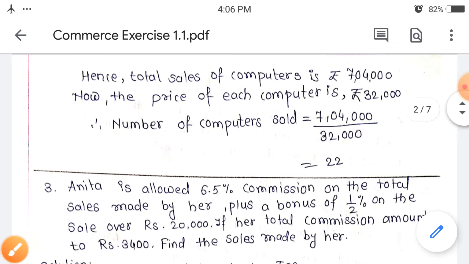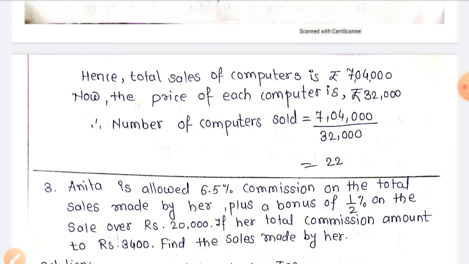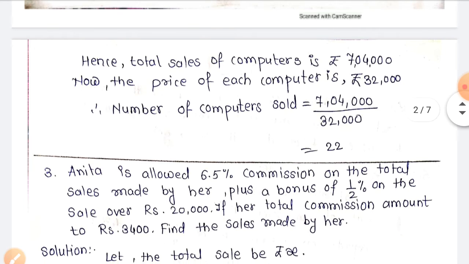Next question. Anita is allowed 6.5% commission on the total sales made by her. Okay, how much commission will she get? 6.5% on the total sales, plus a bonus of 0.5% on the sale over 20,000. If her total commission amount is 3,400, find the sales made by her.